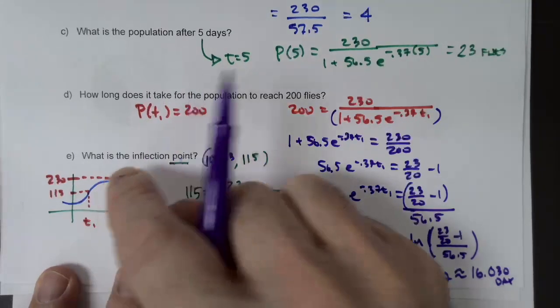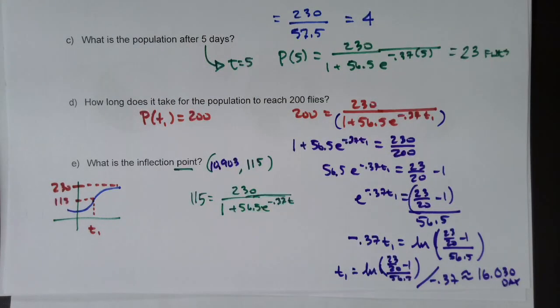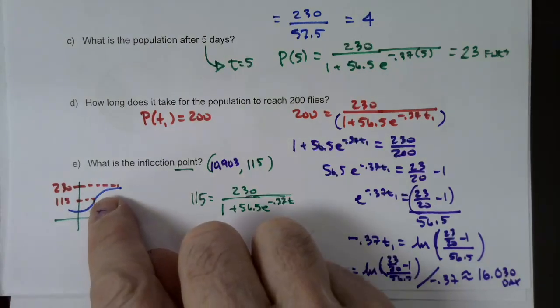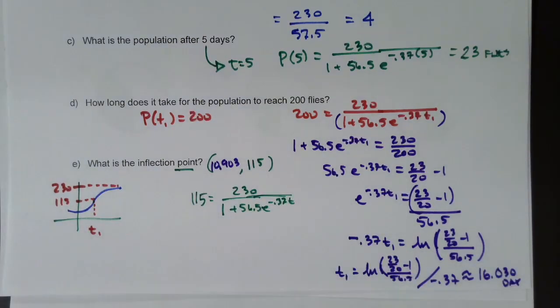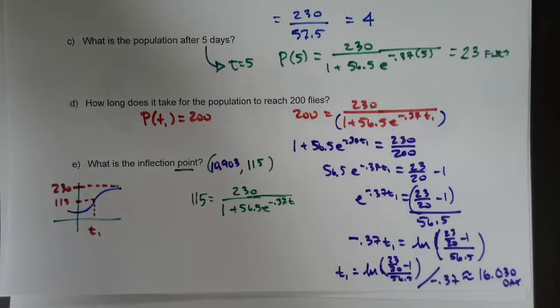So almost 11 days will be when we reach half our carrying capacity, and the rate at which the fruit flies are reproducing is going to start slowing down. They're still going to be increasing in there, but not at such a higher rate as it was before. That is logistics. I knew you were waiting all year long to learn about logistics.